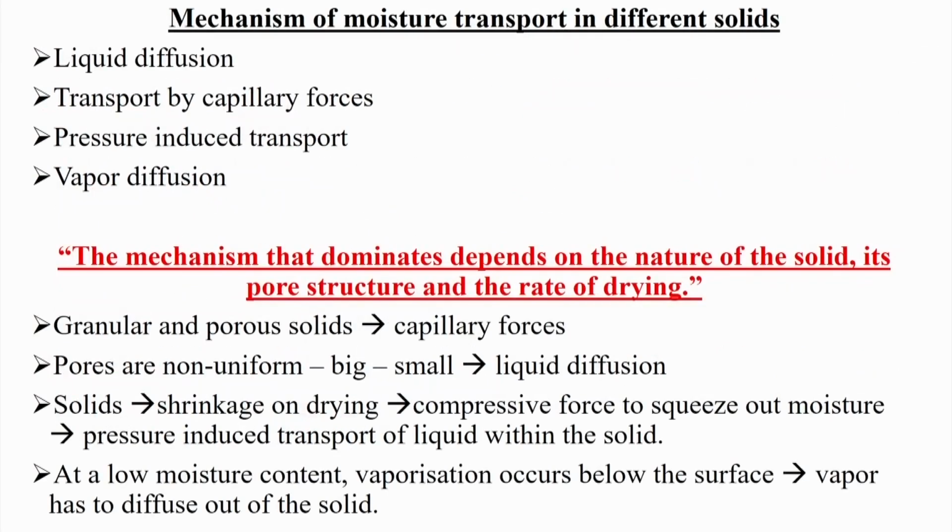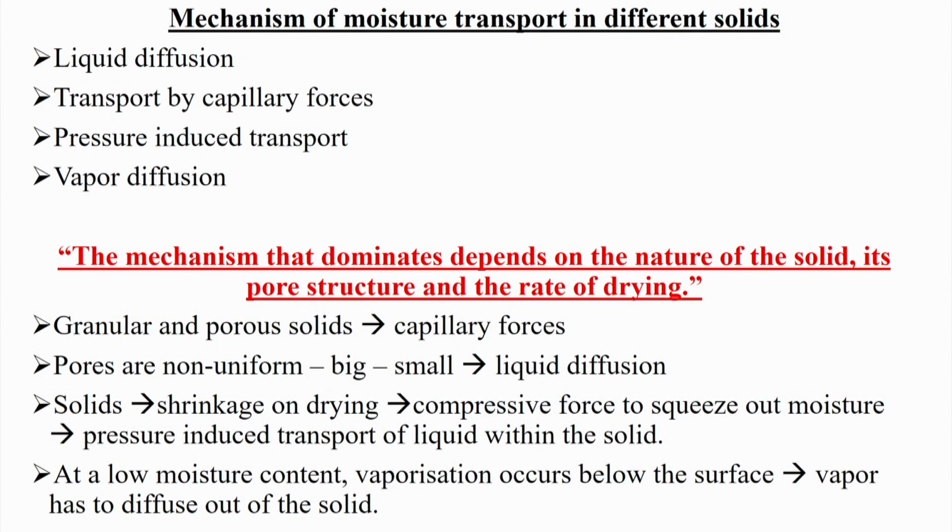So, in that case we can say this vapor diffusion will take place. We will be discussing this also. Now, if we summarize the mechanism of moisture transport in different solids, suppose one is liquid diffusion, where liquid will be coming from the interior of the solid to the exterior or top surface of the solid as liquid, and then from there it will be evaporated.